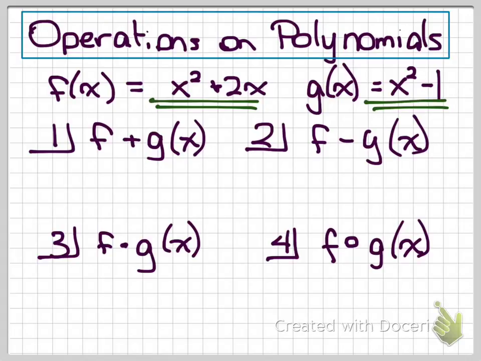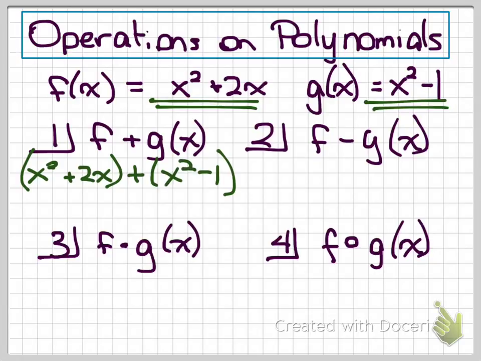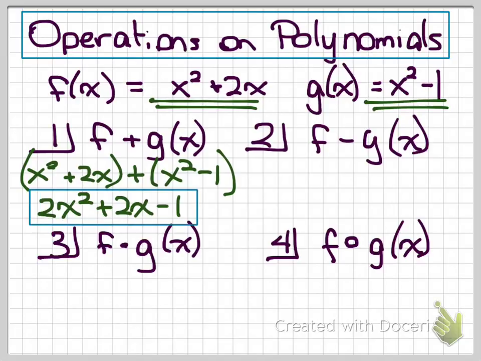Okay, so let's go ahead and work these out, check our answers. So f plus g of x we know is going to become x squared plus 2x, right? Plus x squared minus 1. When we combine like terms, we're going to get 2x squared plus 2x minus 1. Yes? Okay. When we subtract f minus g, it's going to look very much the same.